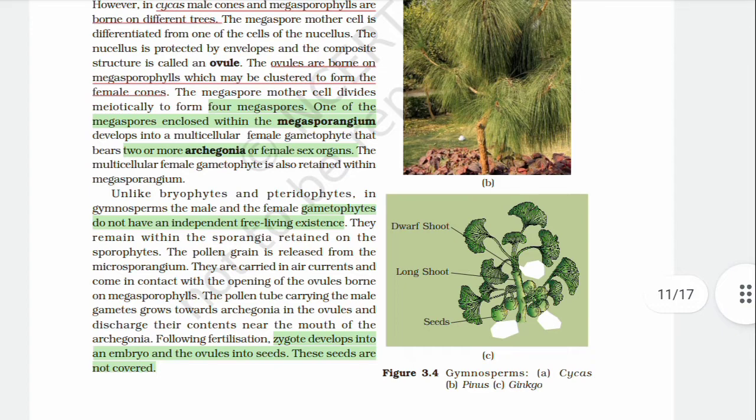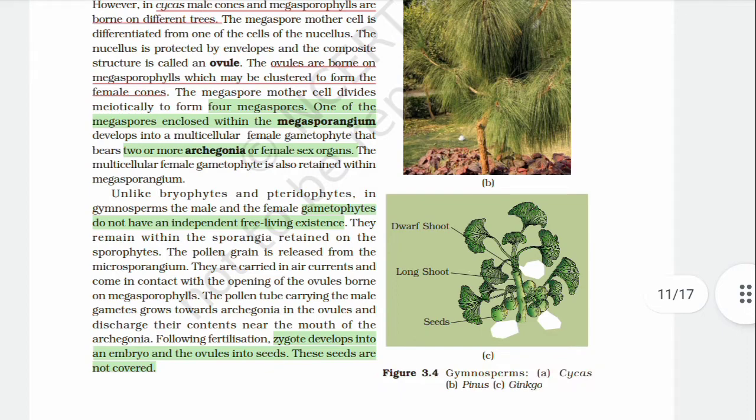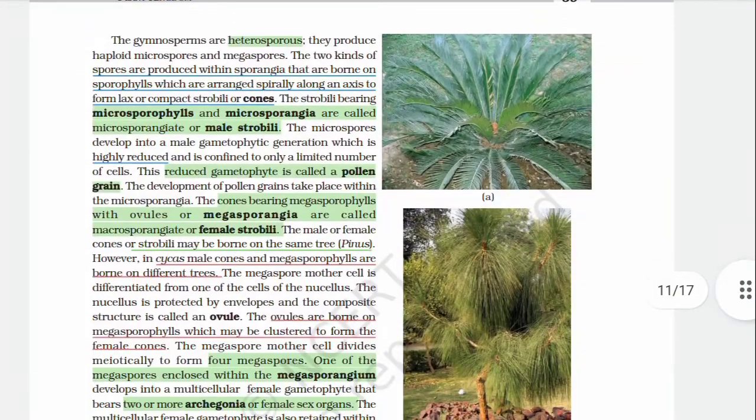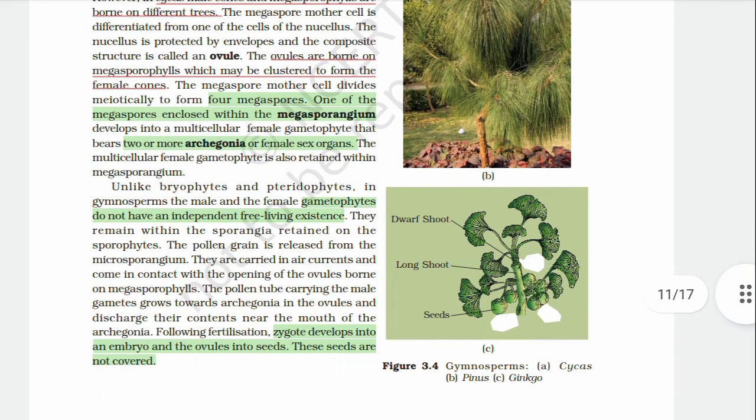What is ovule? Ovule is megasporangia. Once the pollen grain reaches here, it releases the male gametes, and these male gametes will fuse with the female gamete and form a zygote. This zygote will develop into an embryo. The ovule, the female megasporangia, will turn into a seed which is not covered by fruit. Okay, that's all. And we will see the pictures. First one is cycas, second one is pinus and third one is ginkgo.